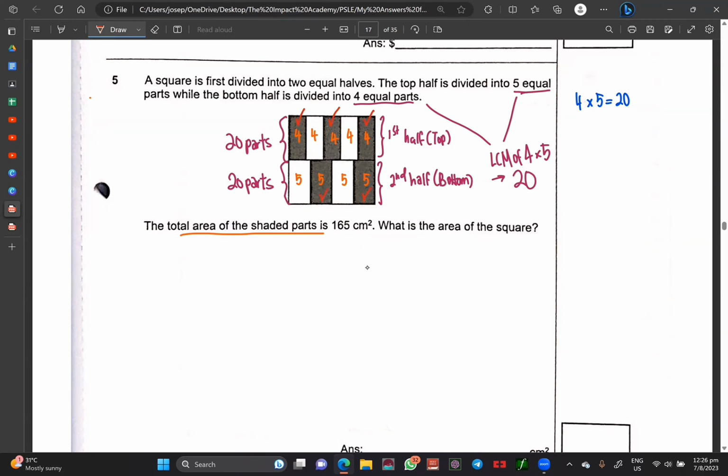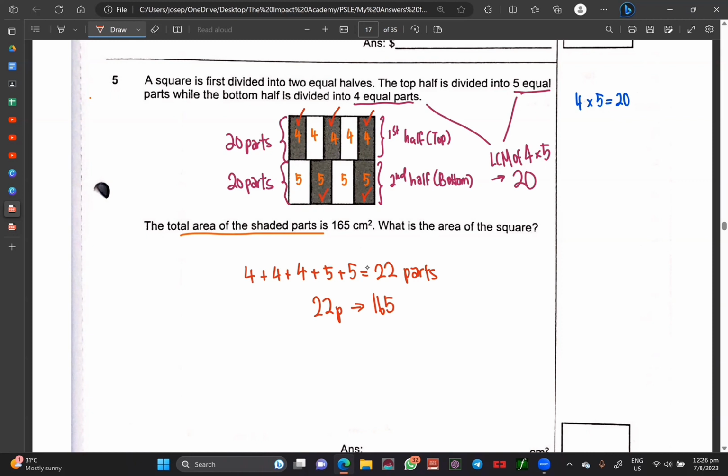We can see it's actually 4 plus 4 plus 4, and then plus 5 plus 5. So 4, 8, 12. 12 plus 10 gives me 22. So we call this 22 parts. So what is basically 22? 22 parts is actually equal to 165.